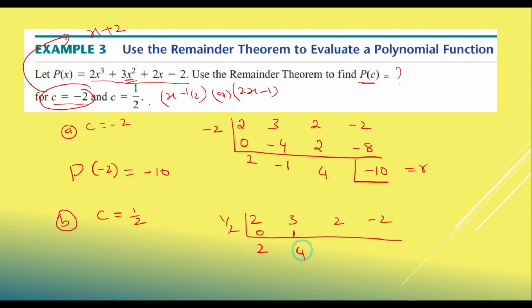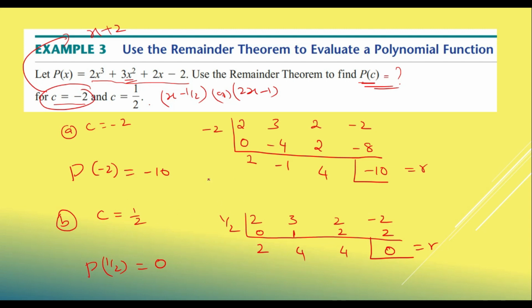Now just add 0 here, and then vertically add. 2 times half is 1, add; 4 times half is 2, positive 2. When you add these two, you get 0, the remainder is 0. So p of half is 0. So we found the answers for p of c. Further, you can conclude a lot from this one.